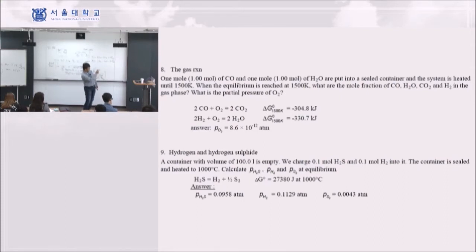So it means, okay, I'm adding H2S and H2, and there's an additional gas, S2, forming here. So there's some chemical reaction among the three that makes S2 gas, okay? And then we have to find out the partial pressure of the three gas phases.